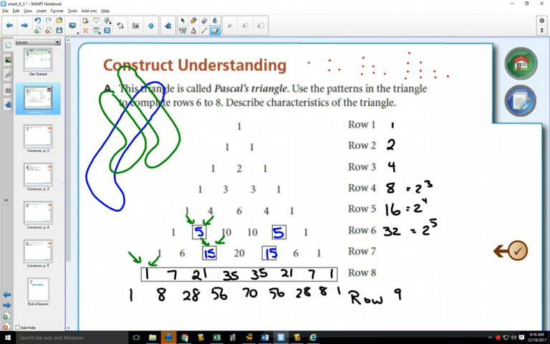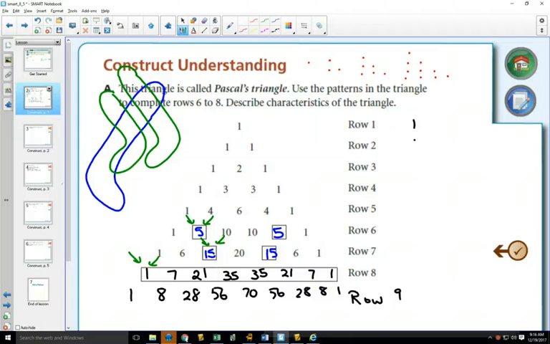And if you think about these numbers as just numbers, 1, 11, 121, what's special about these numbers? They are the powers of 11. This is 11 to the 1, 11 squared, 11 cubed. Check this, make sure I'm not lying, 11 to the 4.